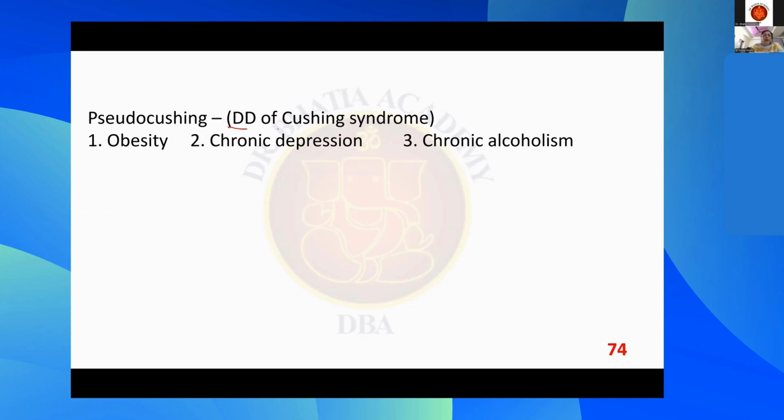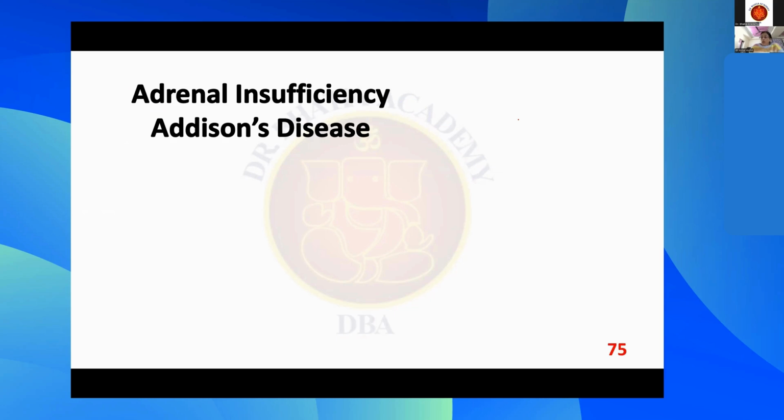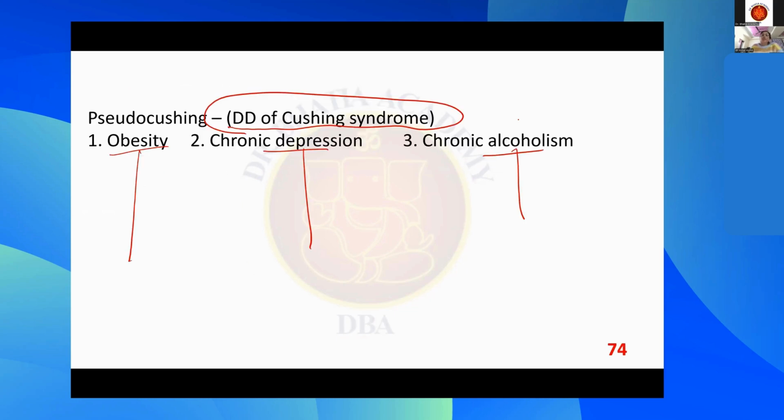The most important part is to differentiate it from the Cushing's, and we learned obesity, depression, and chronic alcoholism. This we have already done here. We revised this point. So guys, this was about the basics of adrenals and also the Cushing syndrome or the hypercortisolism for today. Hypoadrenalism, that is Addison's disease, we will take up in the next class.